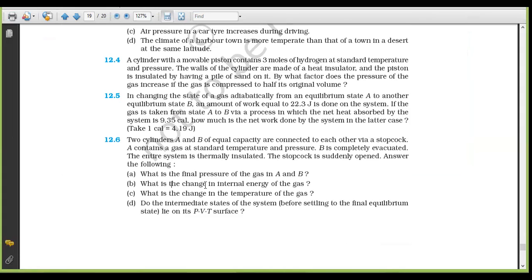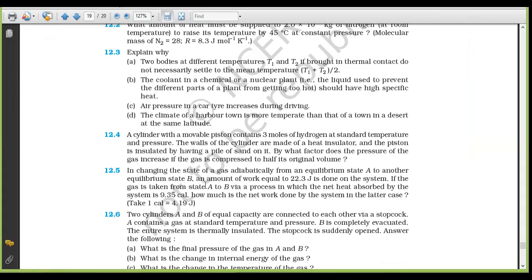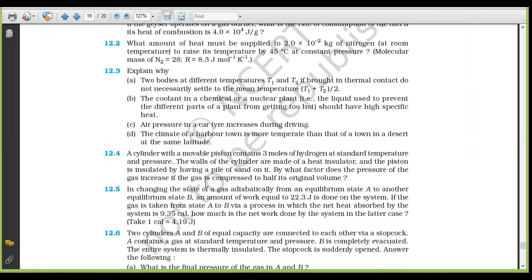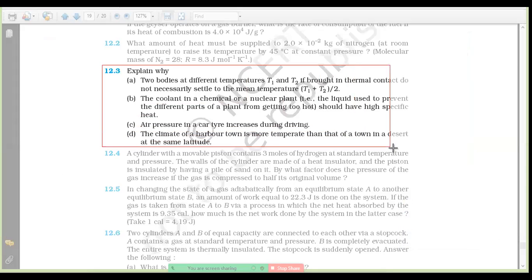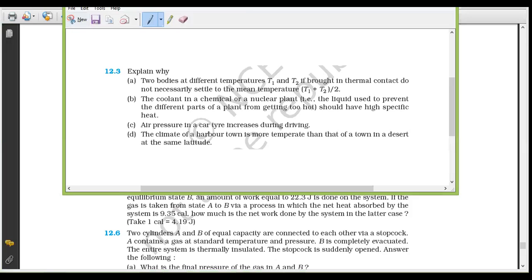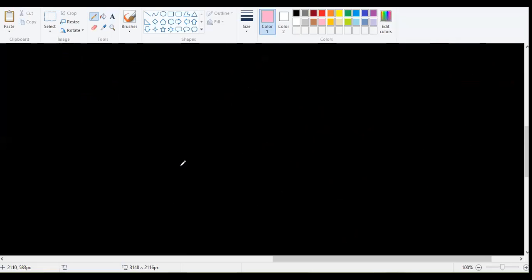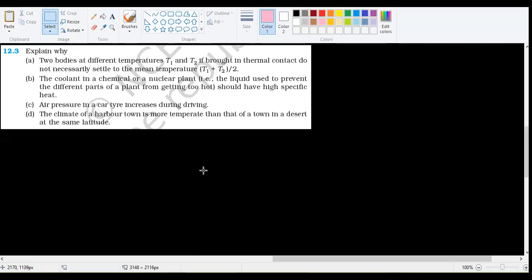I had a doubt, can you take one theory type question? Theory type, which one do you have doubt? 12.3, okay. Explain why two bodies at different temperatures T1 and T2 brought in thermal contact do not necessarily settle to mean temperature (T1 plus T2) by 2.